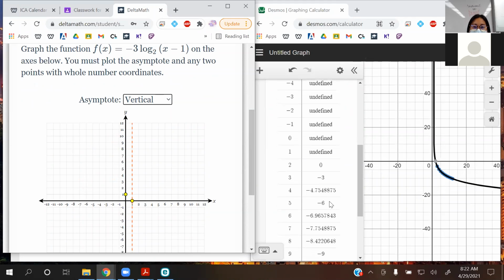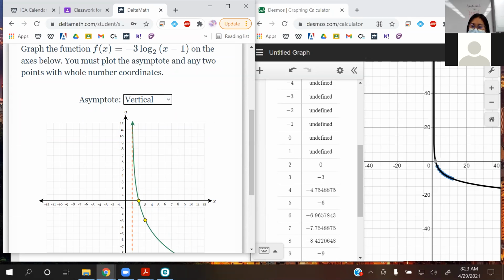And then let's find 2 points that have whole numbers. For example, 2, 0, and 3, negative 3. Okay, so 2, 0 is there, 3, negative 3 is there, and the first number that it became undefined at was 1, so that is where your asymptote is.